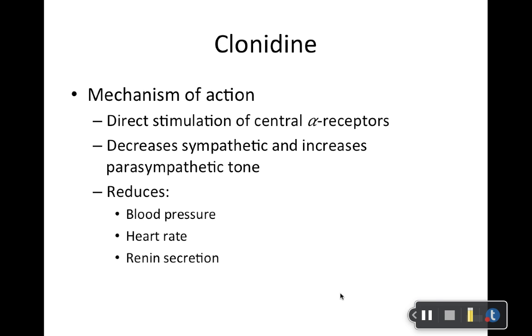Okay, I accidentally had the pause button on, so I don't know how far I need to go back.